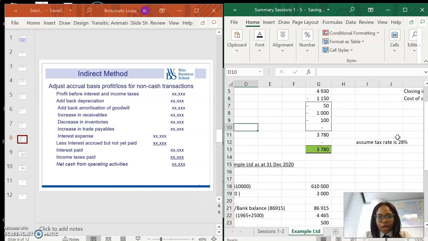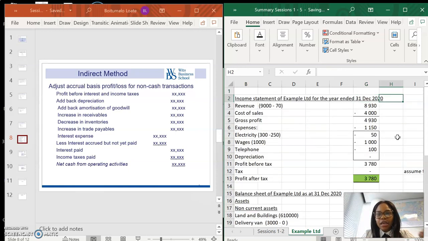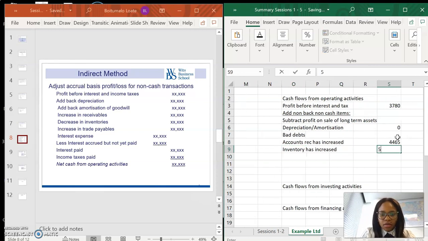If I go down to my inventory, initially set at 0, the closing balance is now sitting at 500. From 0 to 500, it's increased my balance by 500. I must have spent money creating that inventory balance. So my inventory has increased by 500. If my accounts receivable and my inventory balance have increased, I have funded that business. So these need to be reflected as outflows.